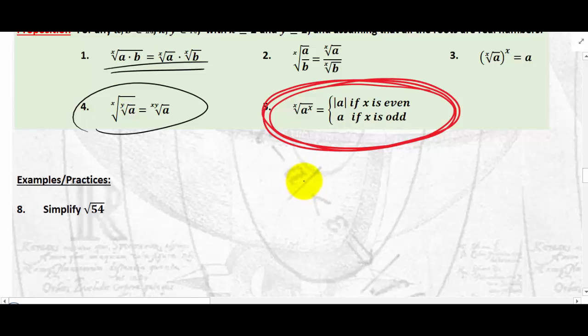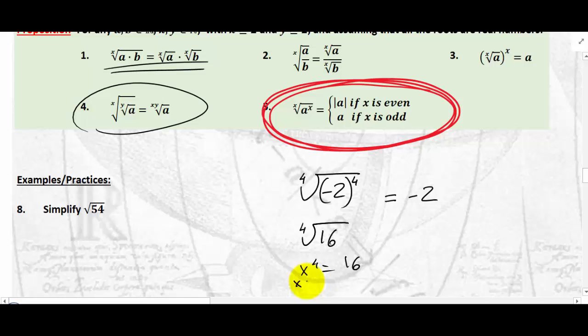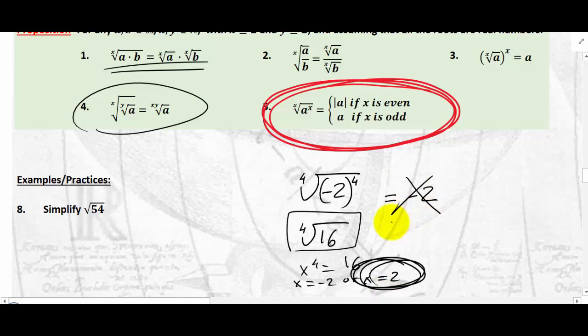For example, if you have the fourth root of negative 2 to the fourth, you can't say that this is negative 2. It makes no sense. Negative 2 to the fourth is 16. The fourth root of 16 is the solution with the same sign as 16, right? This is the principal fourth root of 16. So x to the 4 equals 16 has two solutions. You got x equals negative 2 or x equals 2. But by definition, the fourth root of 16 has the same sign as 16. So it's got to be positive. So this has to be 2.